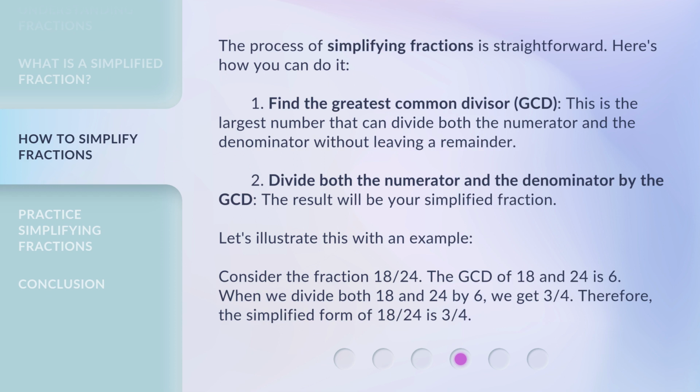Let's illustrate this with an example. Consider the fraction 18/24. The GCD of 18 and 24 is 6. When we divide both 18 and 24 by 6, we get 3/4. Therefore, the simplified form of 18/24 is 3/4.